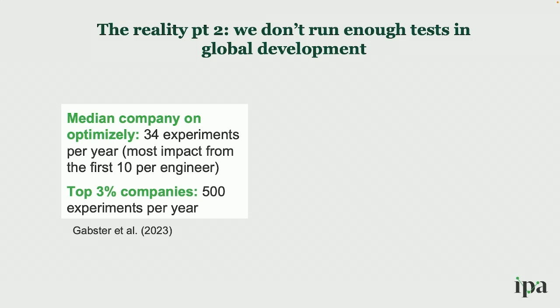So Optimizely, which is probably the biggest A/B testing platform used in the private sector by tech companies, did a review recently of all of the A/B tests that have been run on their platform, and they found that the average company is running about 34 tests per year. But they also found that most of the impact comes from the first 10.